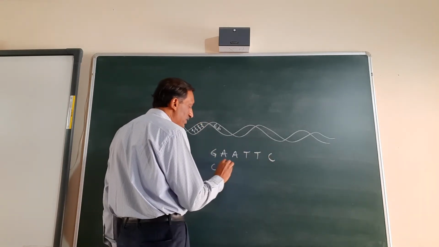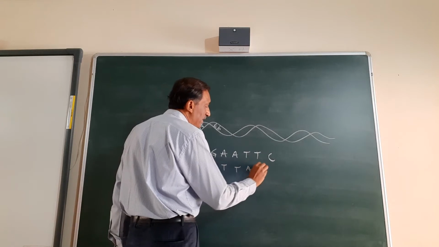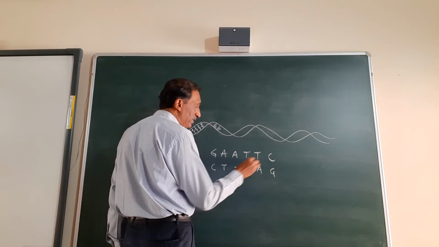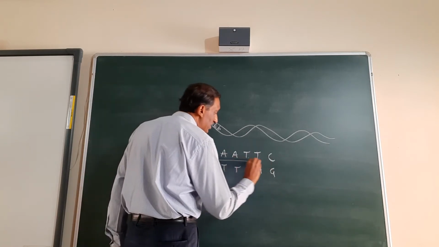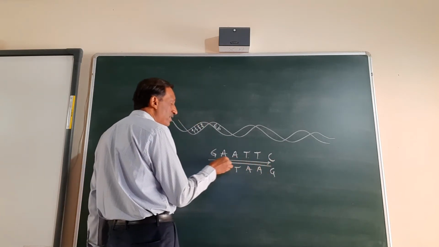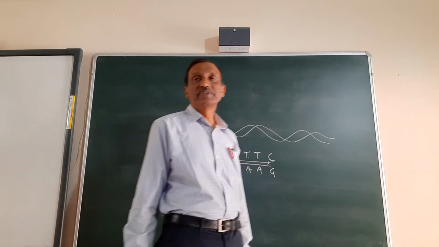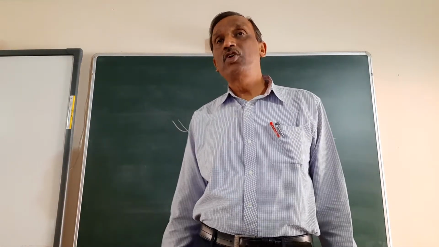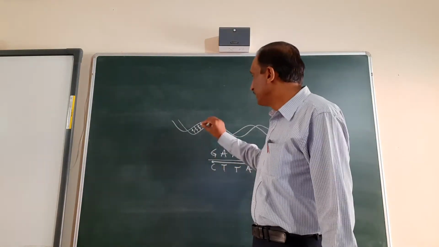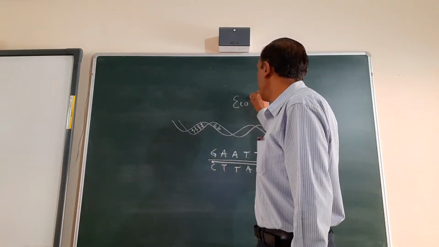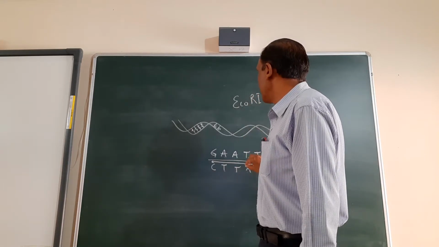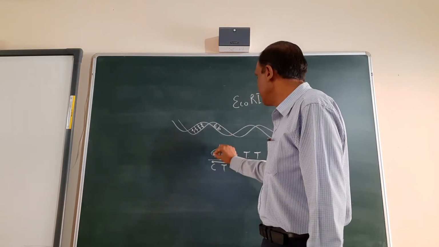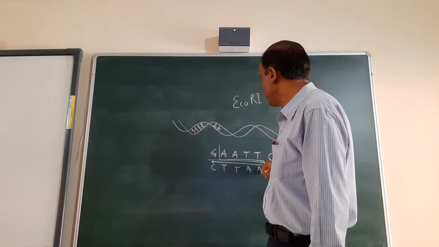So what will be below G? C T T A A G. Whatever sequence is on this side, the complementary strand will have the same sequence in the opposite direction. This type of arrangement is called a palindromic sequence. And when EcoR1 endonuclease is used, it will cut the DNA from this sequence between G and AATTC. Between G and AATTC.